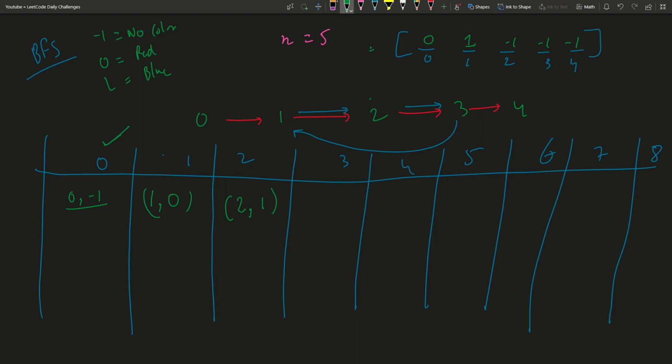Fine. And is there any other node we can go to from 1 with a blue edge? There is no such node. So we are going to just end up like this. We have taken all the nodes from level 1.